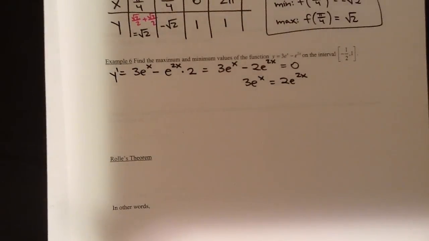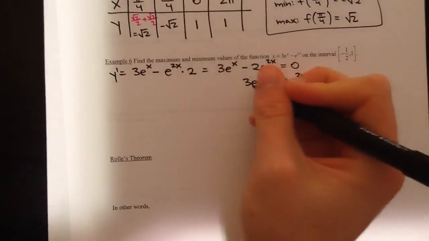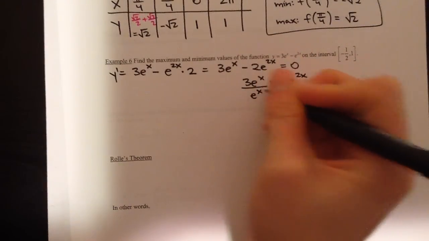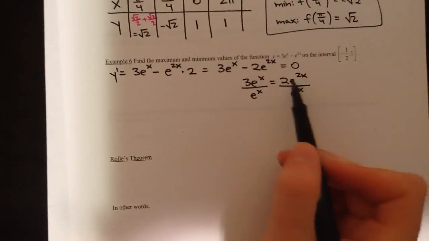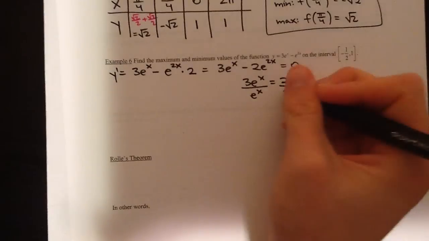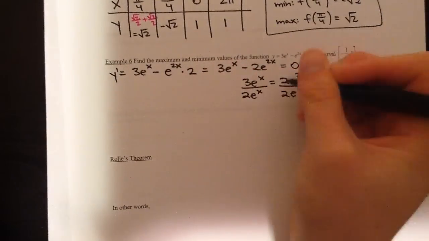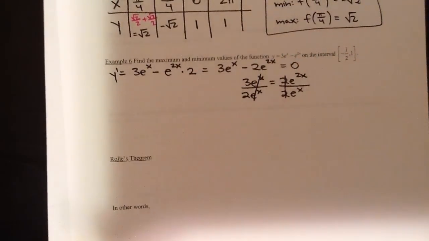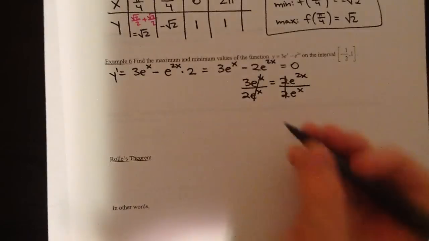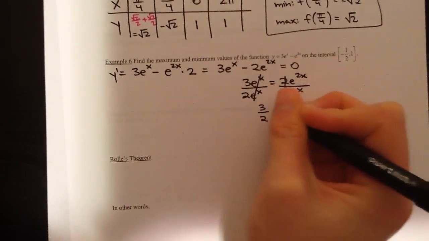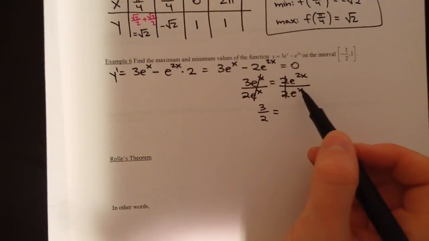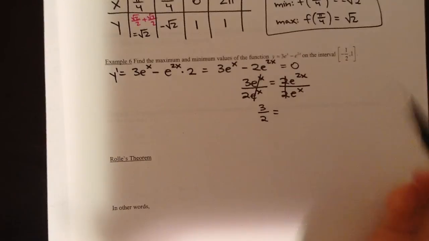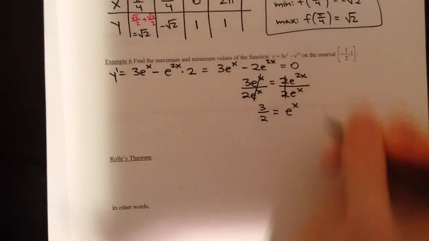I'm attempting to solve for x. So watch what I do here. Let's first divide by e to the x, so I can get all my x's isolated. And then I actually want to move this 2 over here, so I'm going to divide both sides by 2 as well. So these 2's will cancel. These e to the x's will cancel. And I will have 3 halves on the left equals, and then I have e to the 2x divided by e to the x. What I do is I subtract those powers, and I just have e to the x.